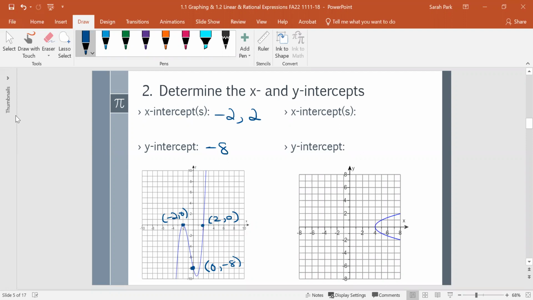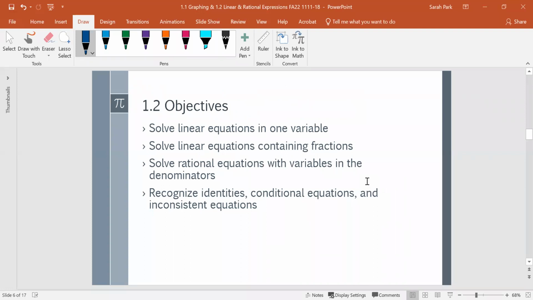Okay, we have another parabola that looks sideways here. The x-intercept is (4, 0). In my math lab, though, you just enter in 4. It doesn't cross the y-axis, so there are no y-intercepts here. That's actually it for section 1.1. So we're actually just going to focus mostly on 1.2 in this session.